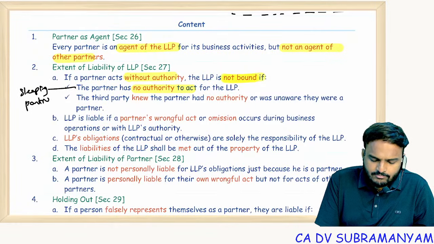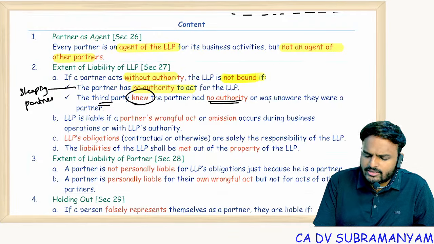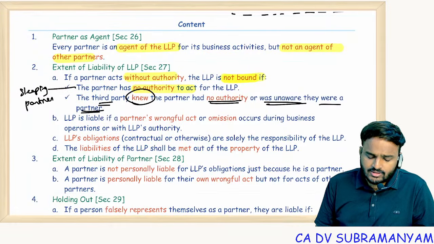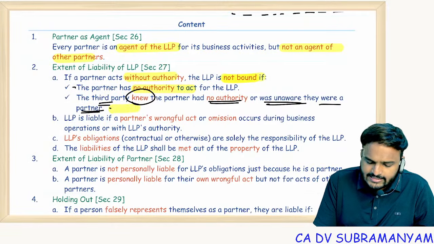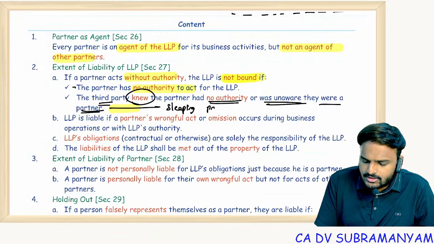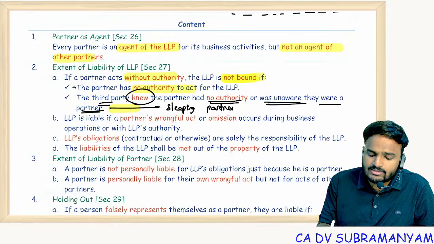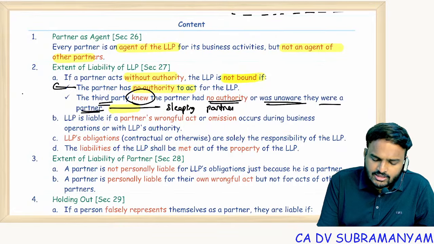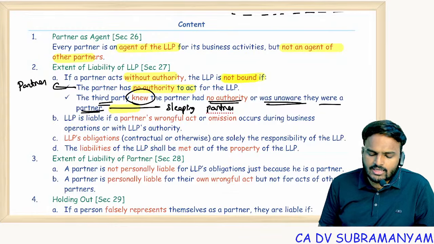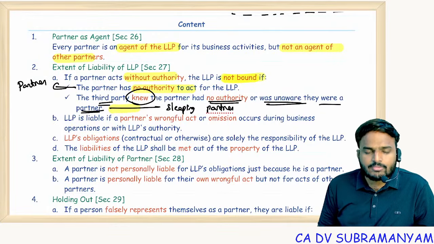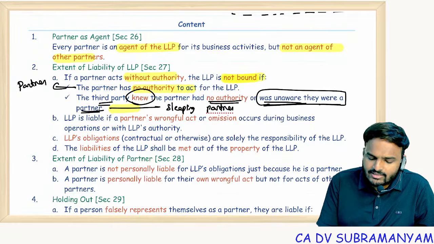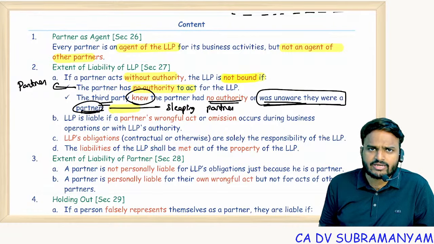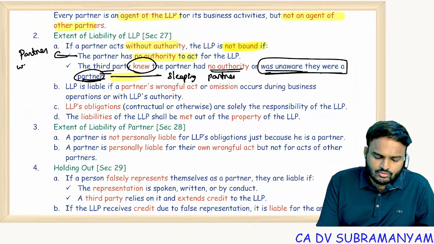Who is this fellow? Sleeping partner. And the third party knew that the partner had no authority or was unaware that he was a partner. Second point, this fellow is a sleeping partner. The third party does not have knowledge that this fellow is a partner. Whereas the first person is a partner without authority. He is a partner but has no authority to act for LLP. This fellow is also a sleeping partner, in fact. And the second one, the third party knew that the partner had no authority or was unaware that they were a partner. A sleeping partner is generally not known to the public, right? Partner with no authority.